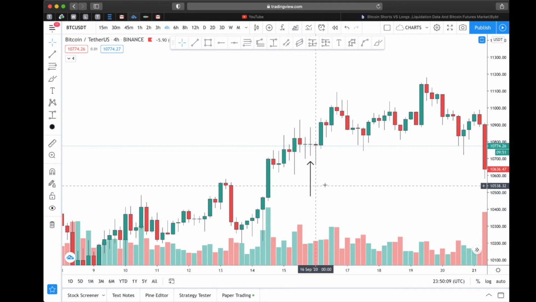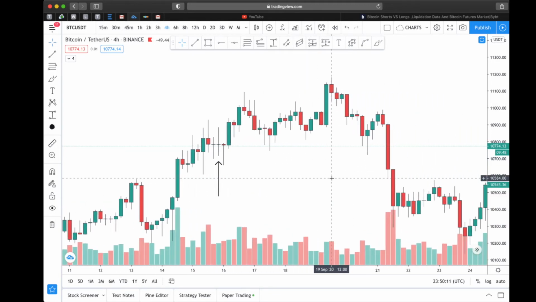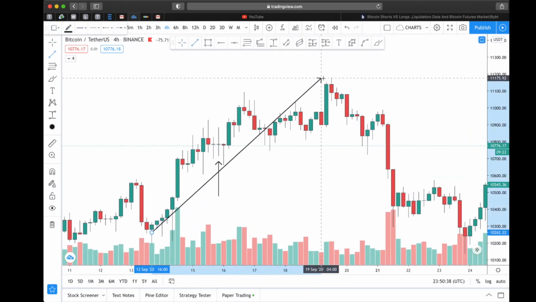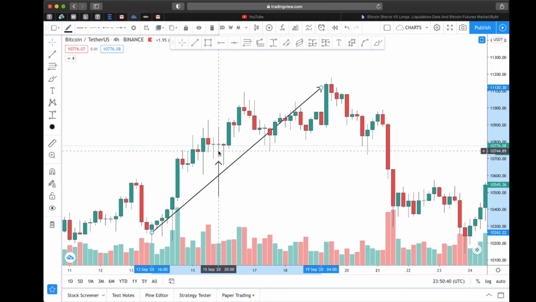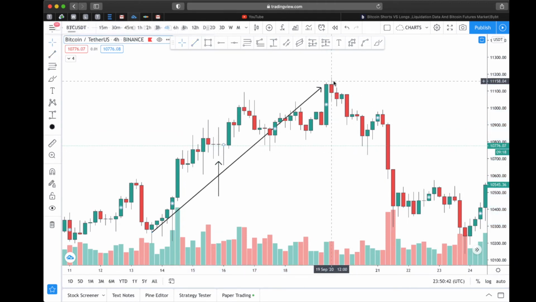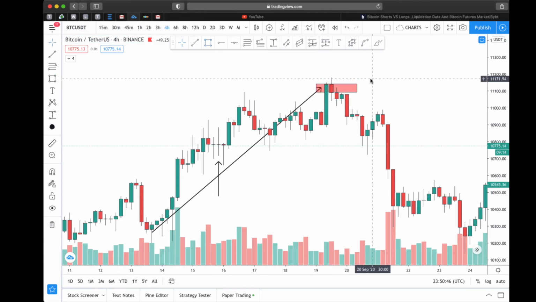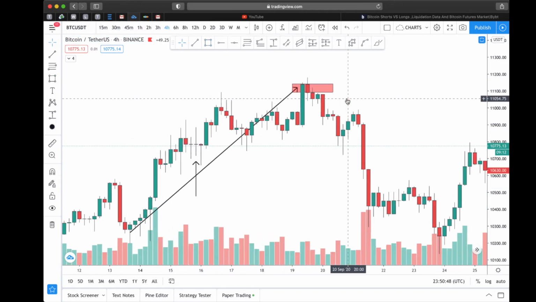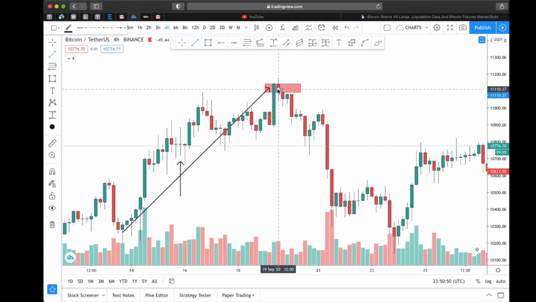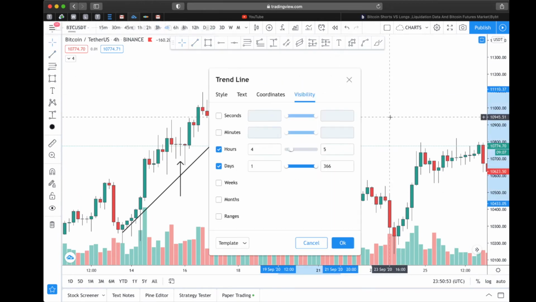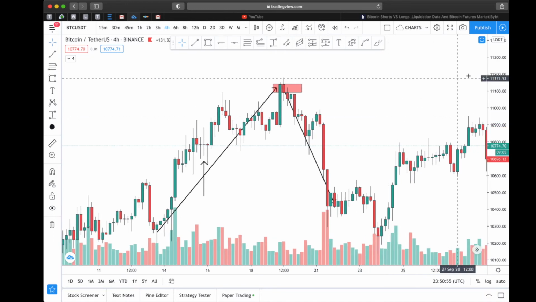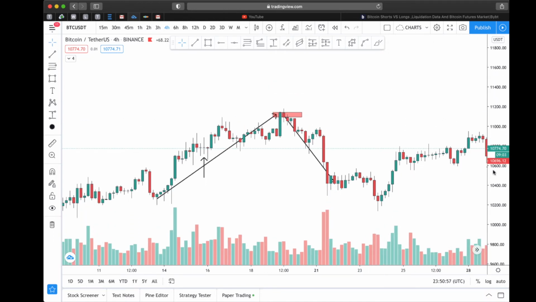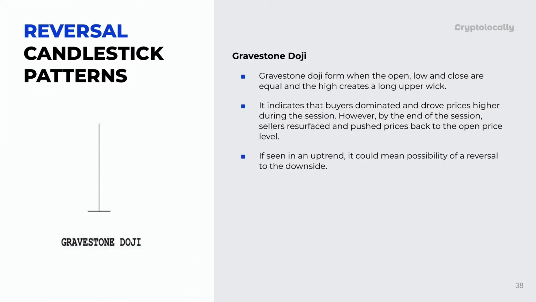So when you see a doji at resistance, for example, from this point to this point is an uptrend, and assuming you saw this long leg doji here, it also means that the trend is about to change, from an uptrend to a downtrend. Do you understand now? All those candlestick reversal patterns do the same thing, which signifies a change in trend. So we have the gravestone doji.